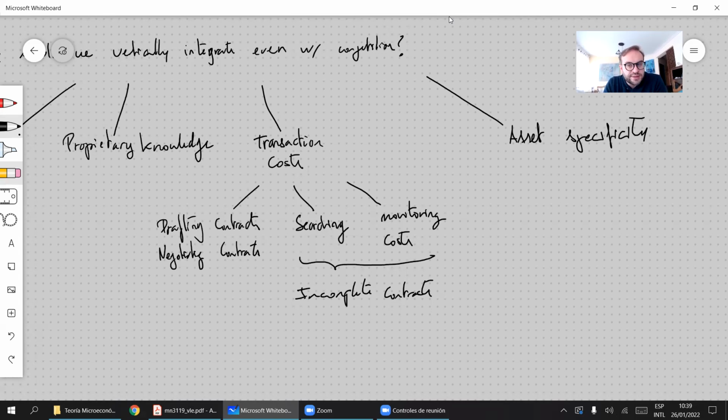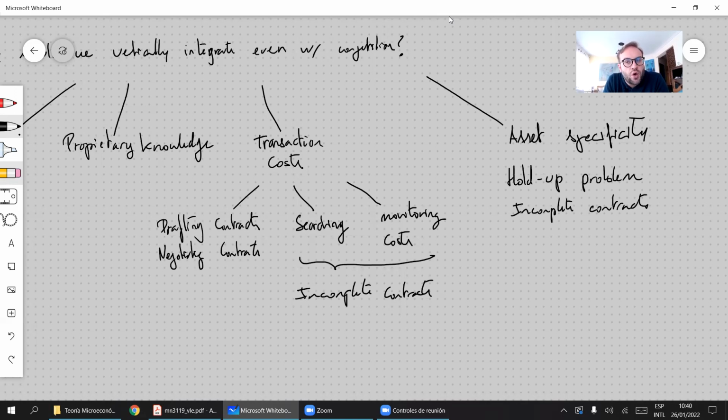Therefore, anticipating this, the maker of the machine is not going to make the machine, and the market is not going to work. There's not going to be a transaction. This is known as the hold-up problem. So again, it requires incomplete contracts. It requires asset specificity.